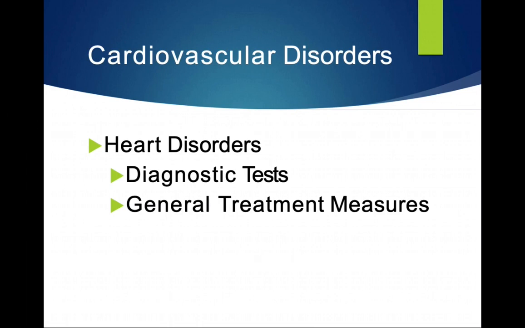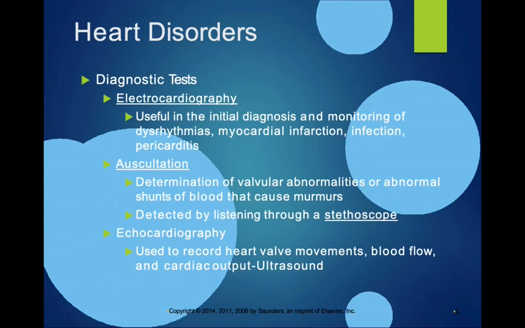So let's look at diagnostic tests and some of the general treatment measures. So one of the things that I'm sure you've heard of by now is something called an EKG or ECG for electrocardiograph. And this is useful in the initial diagnosis and monitoring of arrhythmia or dysrhythmia, MIs, myocardial infarction, infection, and pericarditis. Remember the EKGs? This is what would measure the P, QRS, and the T waves.